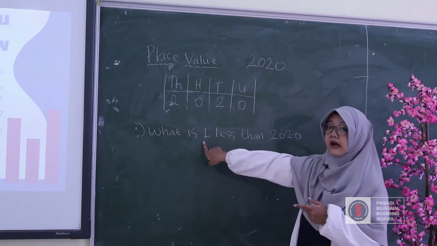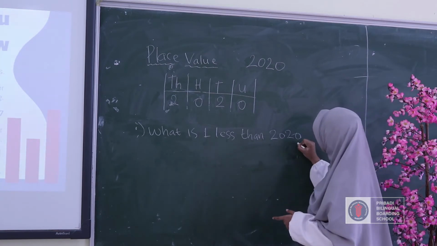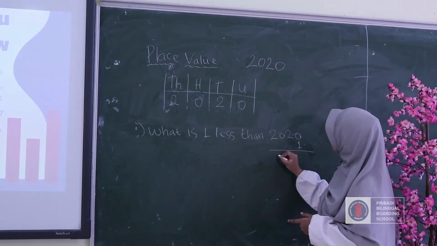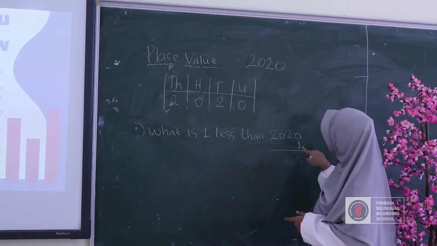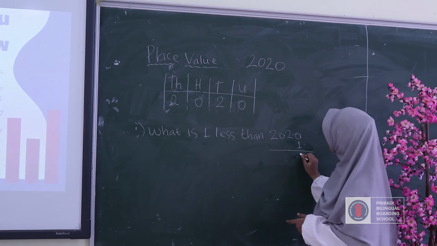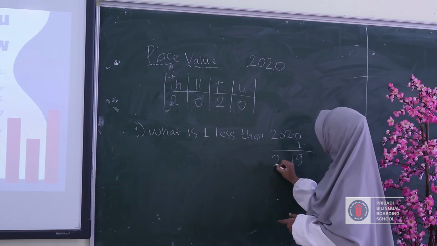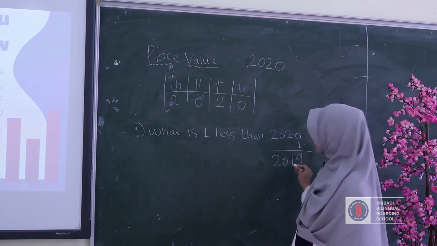Because what is 1 less than 2020? It means that you just put 1 here in the unit, and then you can just decrease the number in the unit. 10 minus 1 is equal to 9, right? It will be 2019, and like this. Now, what is 1 less than 2020? It will become this one.